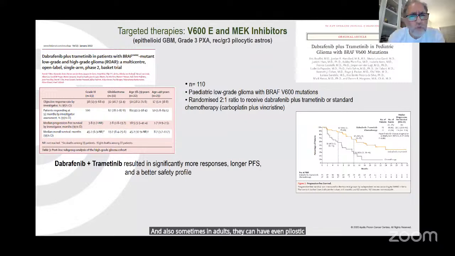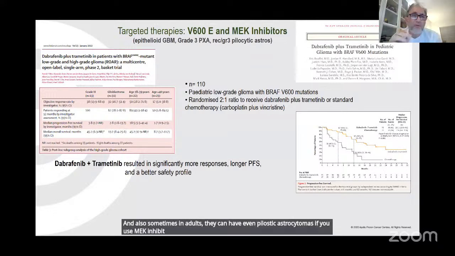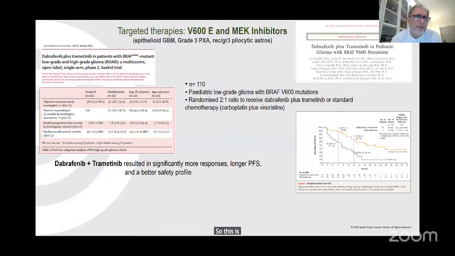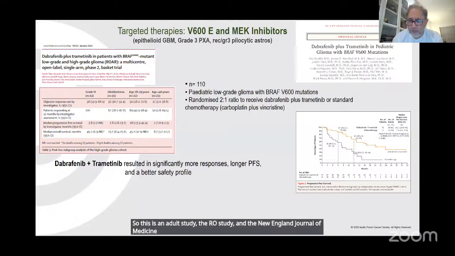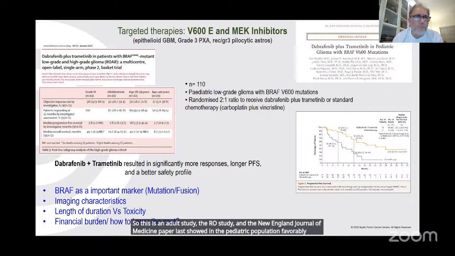If you use a MEK inhibitor, they can have very good data and very good outcomes, and you can avoid very radical surgeries and very potentially damaging radiation therapy in very young children and these young people as well. So this is an adult study, the ROAR study, and the New England Journal of Medicine paper last year showed that in the pediatric population it compared favorably with conventional chemotherapy.